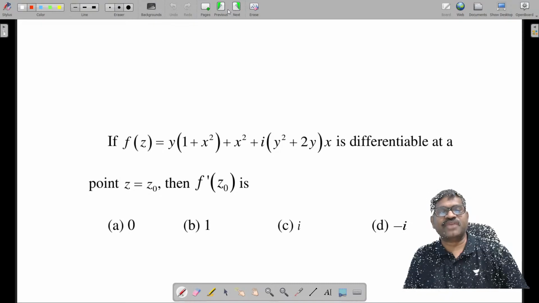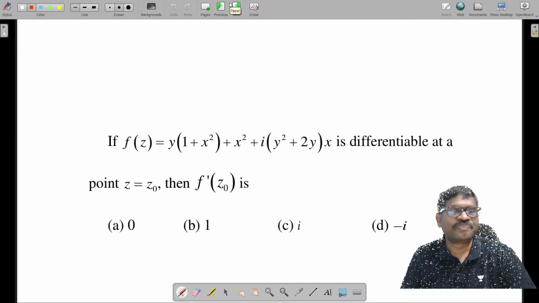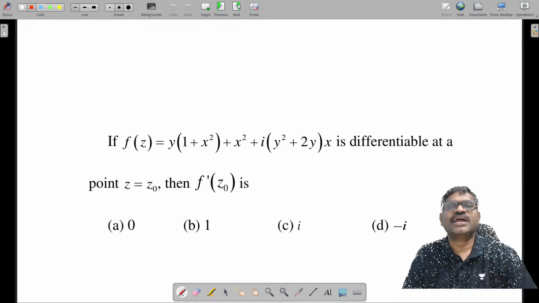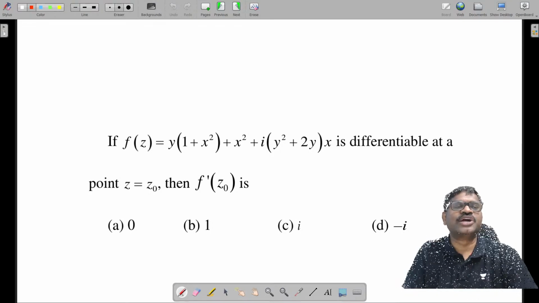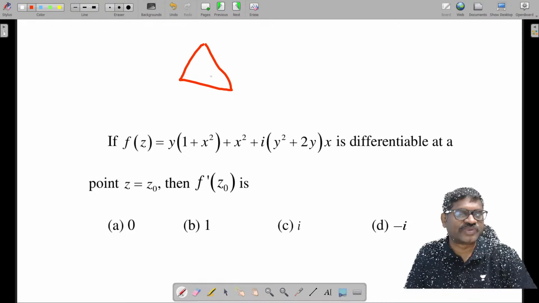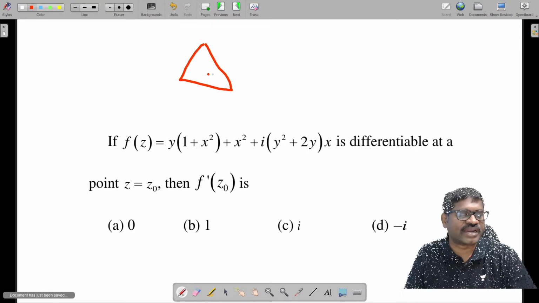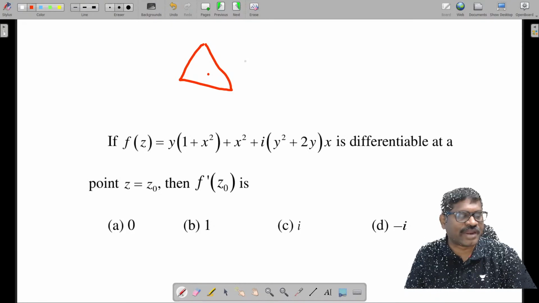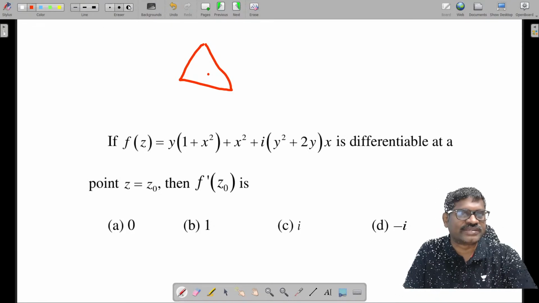Complex variable. If f of z is y of 1 plus x square plus x square. Rana, that question is correct. It is a closed curve. Okay. Triangle is a closed curve. That's why we have verified the vector. Vector has three components. Therefore, Stokes theorem is applied. Yes, that is 100% correct.